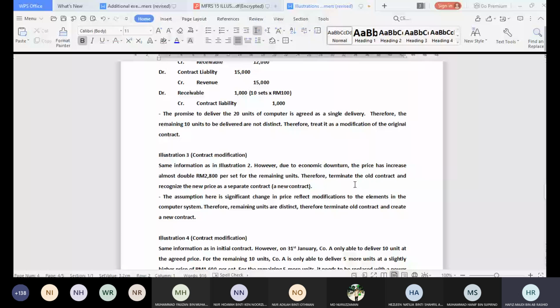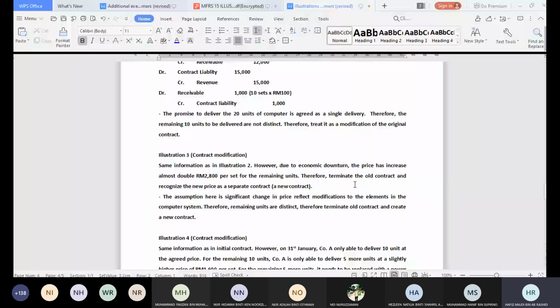Illustration 4, I just combine both illustration 2 and illustration 3. That means you have 50% situation of illustration 2 and 50% situation of illustration 3. If you look into the graph which I have shown you, when this happens, when you have both distinct and non-distinct, the company needs to use their judgment, which one they want to use.